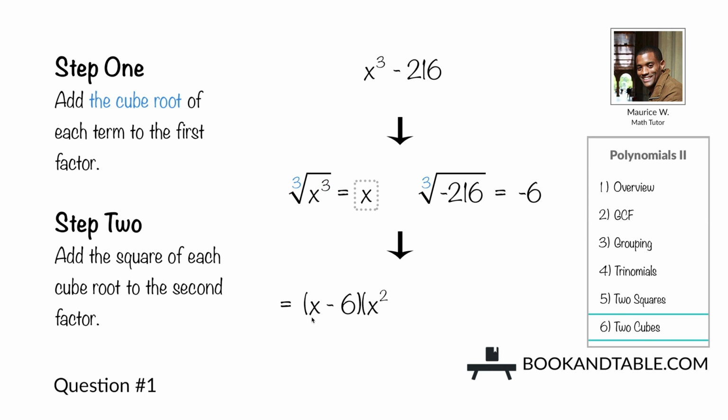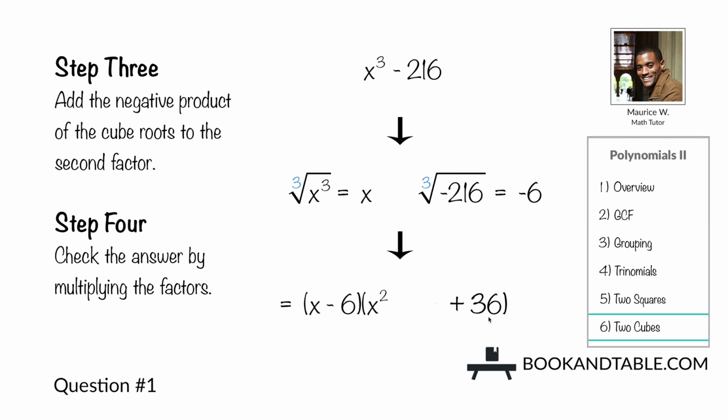And now step 2, add the square of each cube root to the second factor. Our first cube root was x, so when we square that cube root, we get x squared. Our second cube root was negative 6. When we square negative 6, we get positive 36. And now we can take a look at step 3, which is to add the negative product of the cube roots to the second factor here.